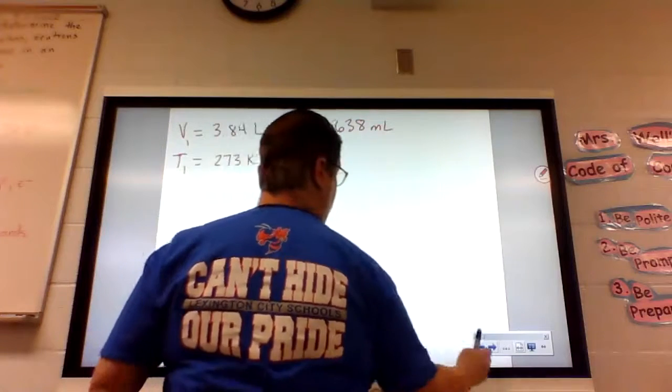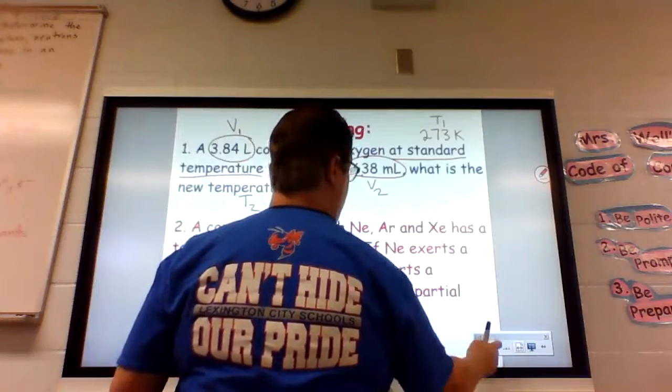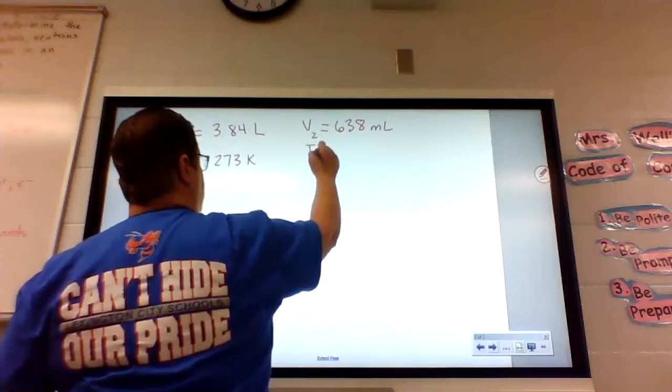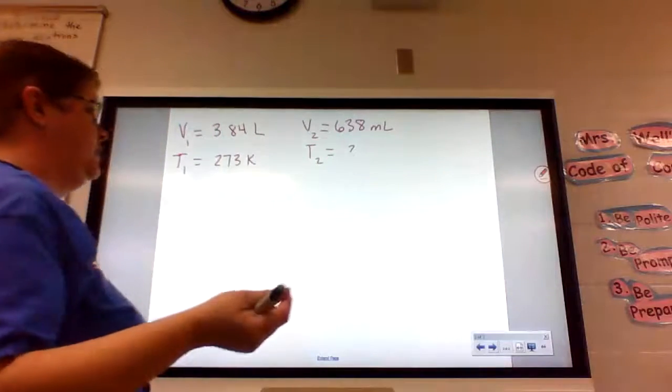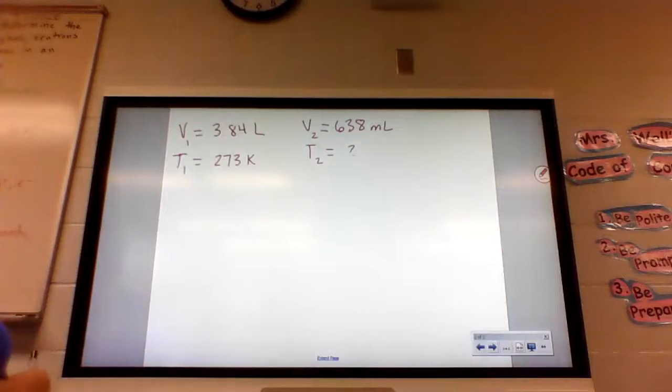Do I remember that right? Yep, 638 milliliters, and we're looking for T2. Now, temperature is already in Kelvin, so I don't have to change it. So I need to make sure my units match. Do my units match? No. You can either make them liters or you can make them milliliters. It doesn't matter which one you do.